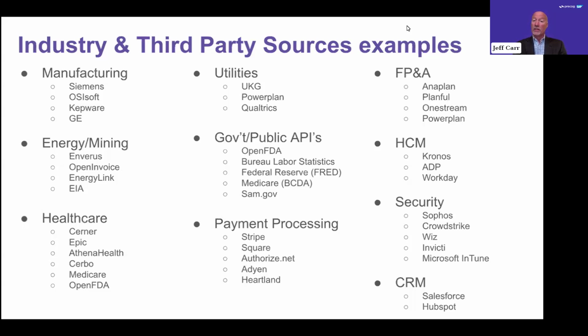I mentioned before, government APIs can be very rich with data. We have a number of our joint customers using things like the Federal Reserve data, which if you're trying to do various financial and FP&A planning, that data can be very interesting for benchmarking. Payment processing, FP&A, health or HCM, human capital management, security, and CRM are just a few examples. This is by no means an exhaustive list, as we support over 2,000 different applications.